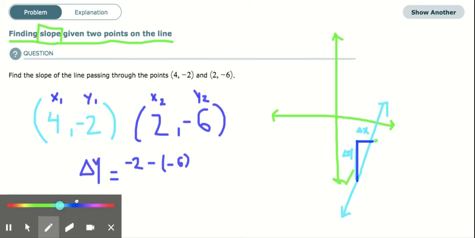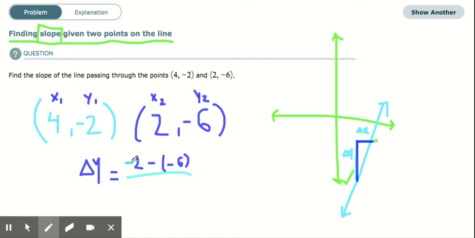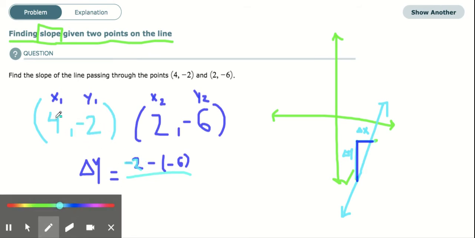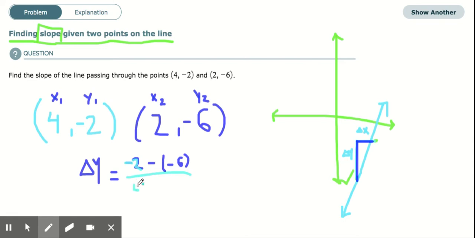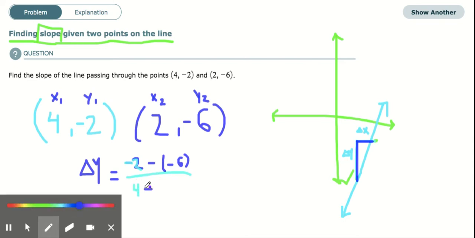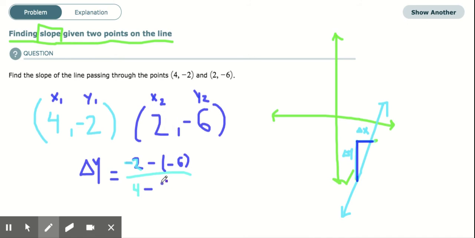And next, let's make sure we realize this -2 was from this first point, right? So let's keep it in blue. And then here we have 4 minus 2. That's the difference in x.